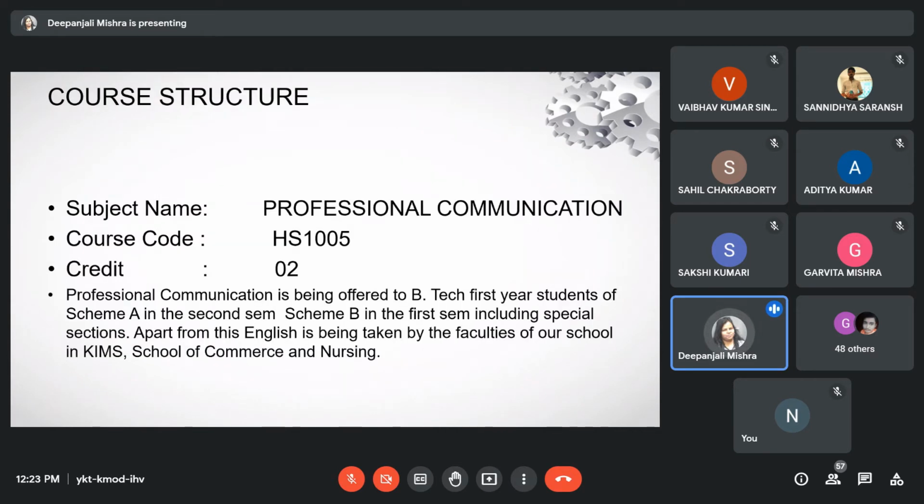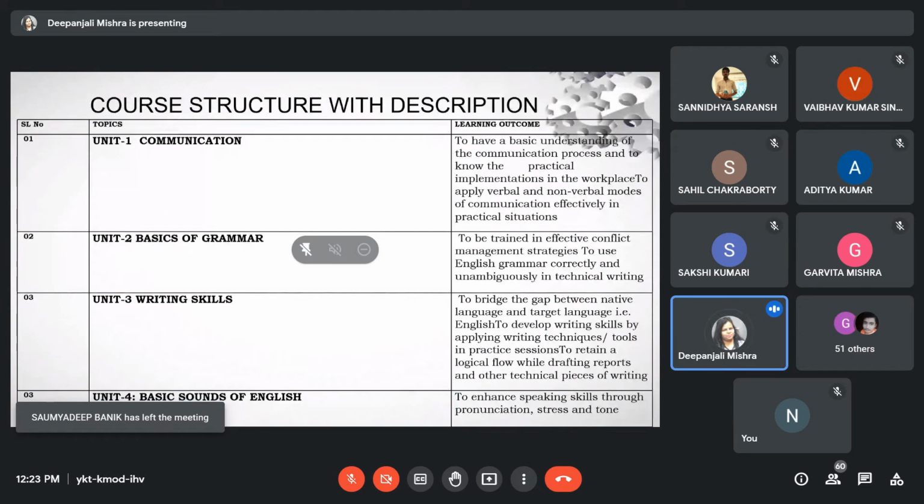The subject's name is Professional Communication. The course is HS1005. It has 2 credits, so you will have 2 classes per week, and the marks are 100. So this is the course structure with description. The first topic that we shall do is communication, and under communication I'll discuss the topics that are there. But before that, we will discuss the learning outcome.